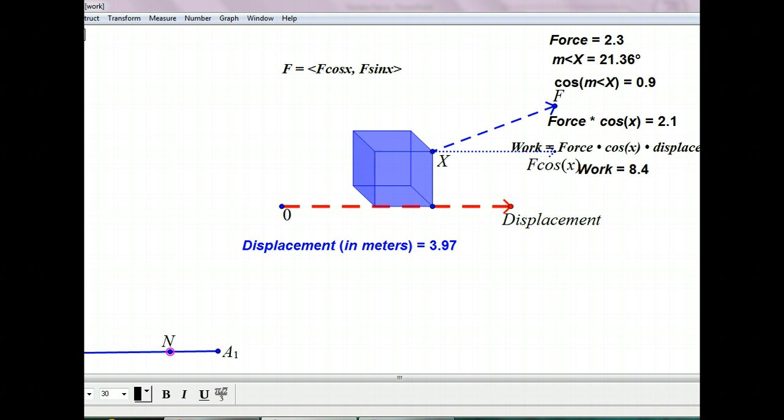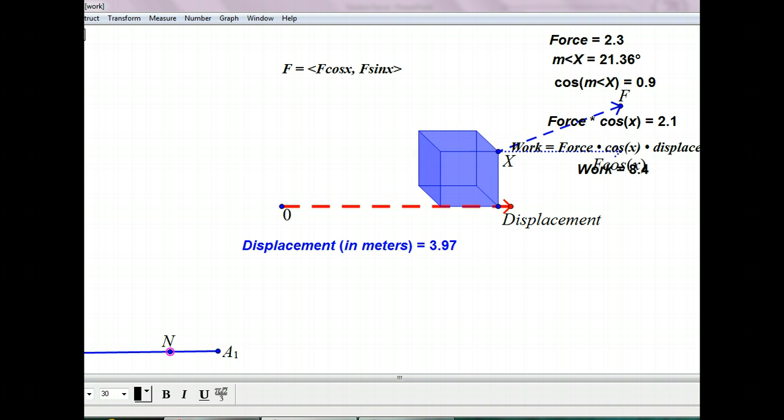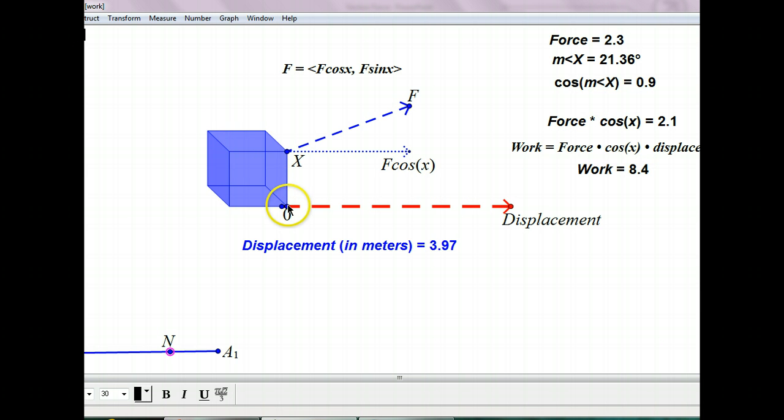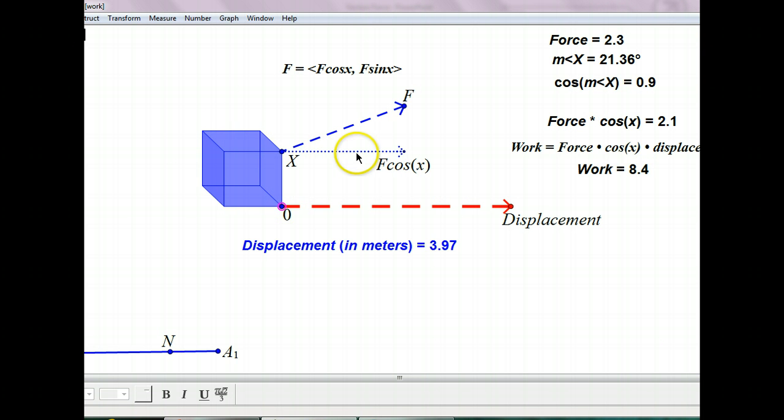Now what we want to do is calculate the force that's used, and the force that we need to use is the force that's in the direction of the movement. So we need to calculate this force line, which is parallel to the displacement. Remember that whenever you have a force vector, it has two components, an x component and a y component. So the x component is going to be the magnitude of the force times the cosine of the angle, and the magnitude of the force times the sine of the angle will be the y component. So this length here is the x component, which is force times cosine of the angle, which is going to be in the direction of our movement.